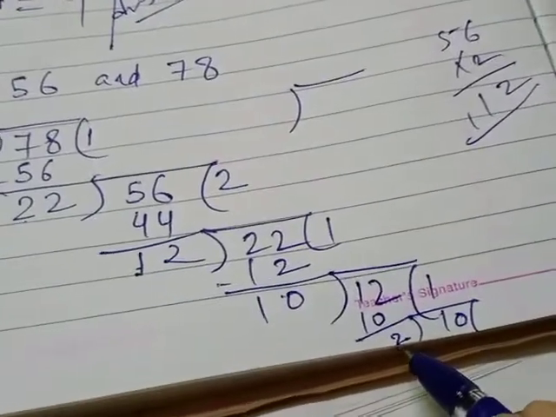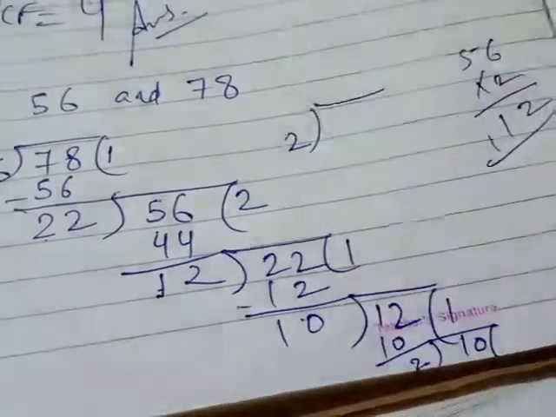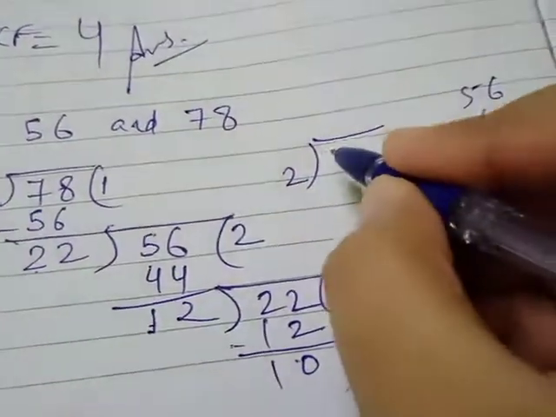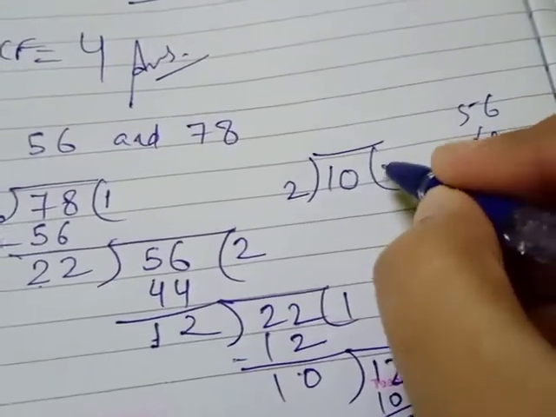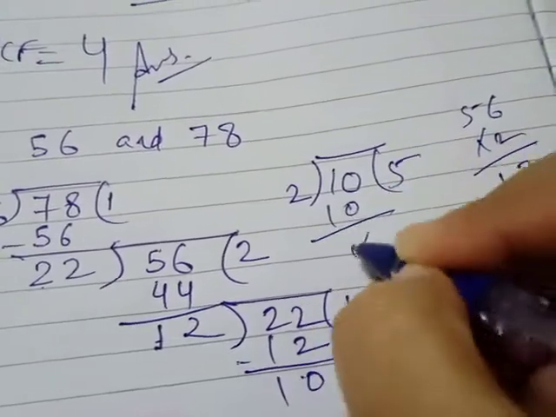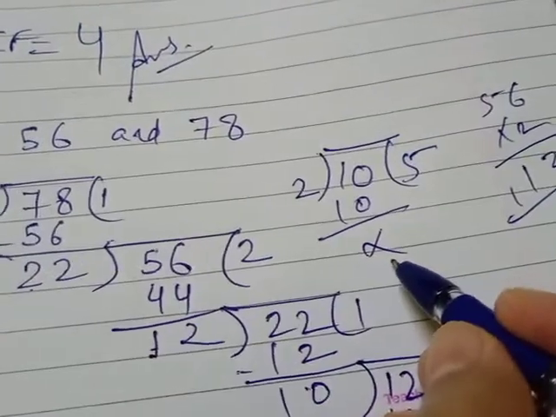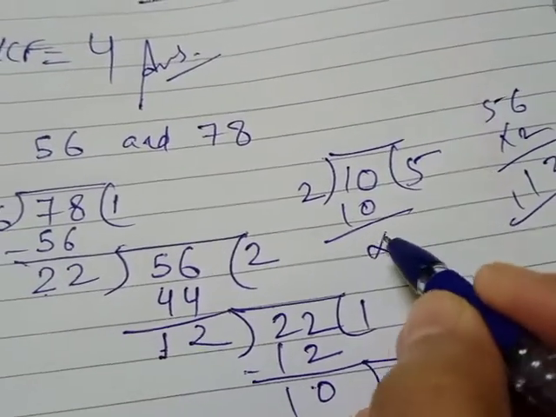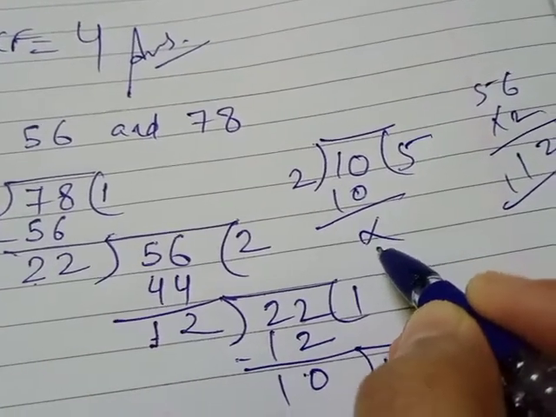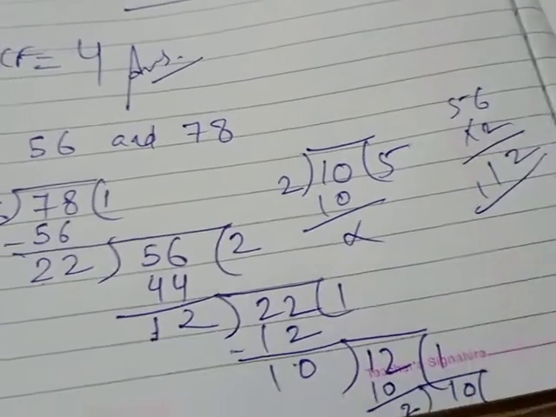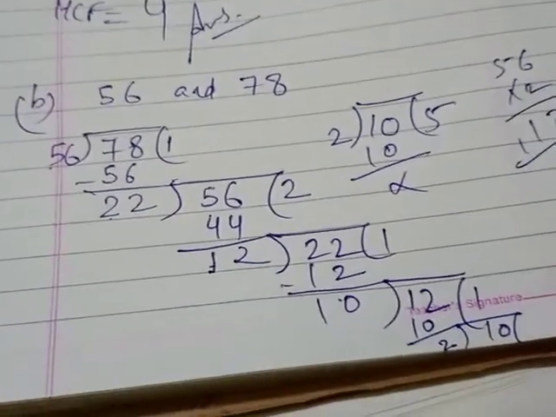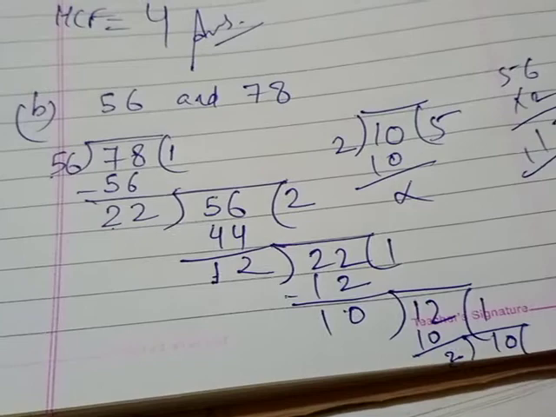2 is your divisor, right? And then the previous divisor, that is 10, will come here. Now 2 5s are 10. Is there still any remainder? No, no. When we don't have the remainder, at that time we will leave it as it is. We have completed our long division HCF.